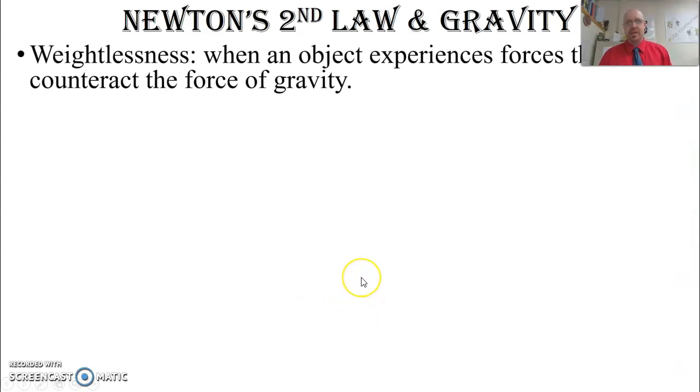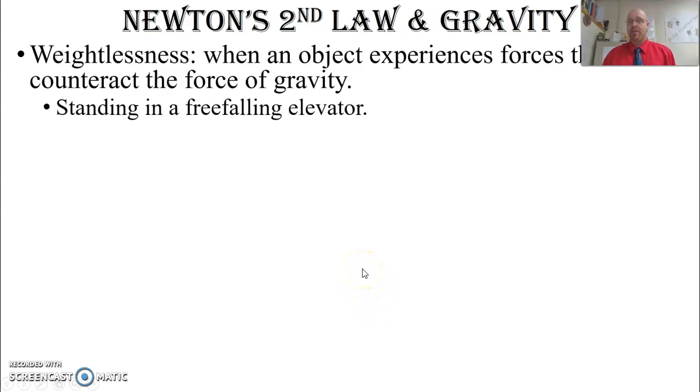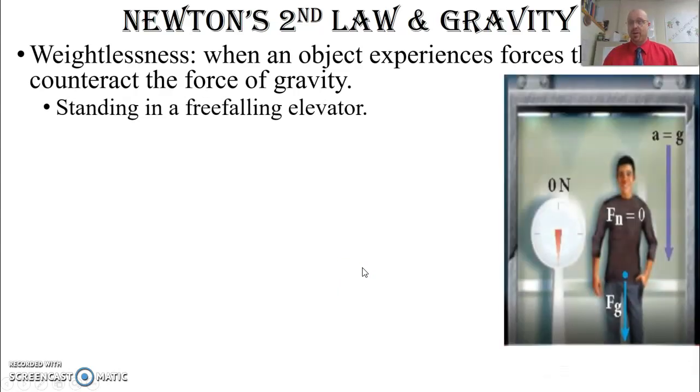What is weightlessness? Weightlessness is when an object experiences forces that counteract the force of gravity. For instance, if we're standing in a free-falling elevator, or you've been in a car that goes over a really sharp declining hill and you feel that lightness in your stomach or in the seatbelt, the objects in your car kind of float up. That's weightlessness. We're falling at the same speed that gravity does. If you were standing on a scale in that situation, you would notice that the scale would go to zero because you are falling at the same speed gravity is pulling you down. So therefore, nothing's pulling you down.